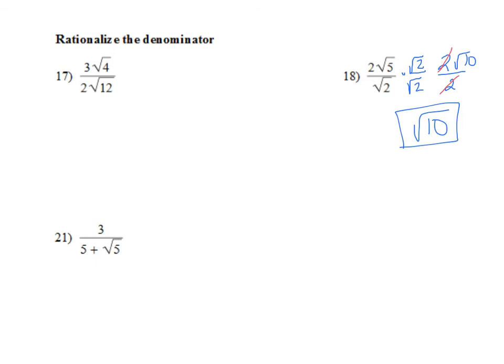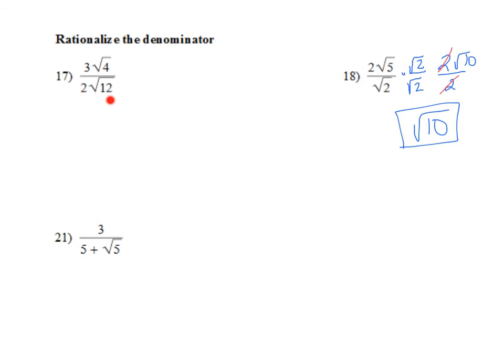All right, let's go back to 17 and try that one. The reason I started with 18 is because the numbers were smaller. On 17, I've got this square root of 12. All right, now there's different ways to work through this problem. You might just jump right in and multiply by the square root of 12. That's one option. You don't have to worry about the coefficient out in front. You only multiply by the radical part.